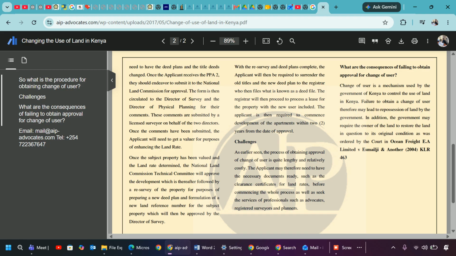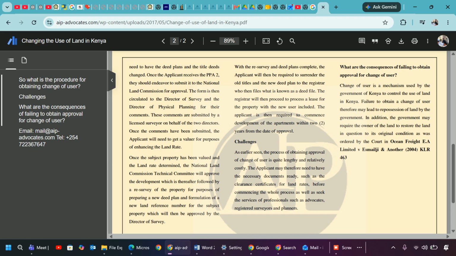As seen earlier, the process of obtaining approval of change of user is quite lengthy and relatively costly. The applicant may therefore need to have the necessary documents ready, such as the clearance certificates for land rates, before commencing the whole process, as well as seek the services of professionals such as advocates, registered surveyors, and planners. This is the reason why we are told, once the comments have been submitted by the Director of Survey and Director of Physical Planning, these comments are submitted to the National Land Commission for approval, because this file will now go to the National Land Commission Technical Committee.